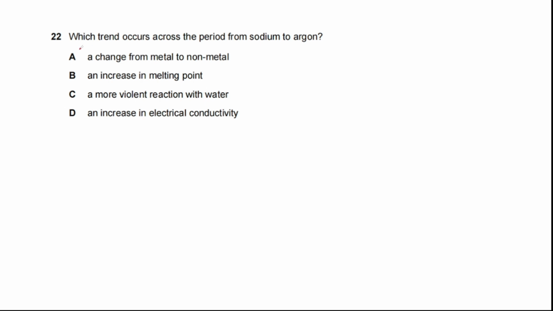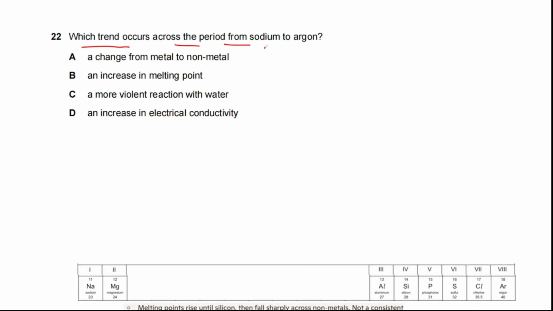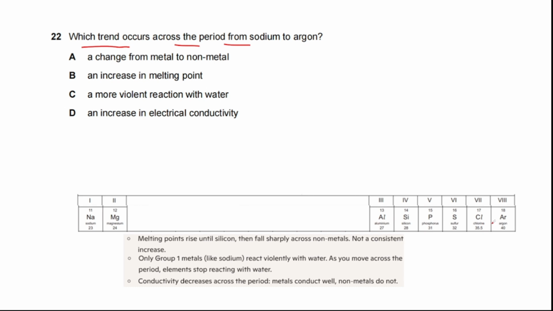Question number 22. Which trend occurs across the period from sodium to argon? So this is how the period is going to be, sodium to argon. As you know, group 1 and group 2 are metals, and from the metals to the right side you will be getting the non-metals. So the first option, a change from metal to non-metal, is absolutely correct. So the correct option is option A.